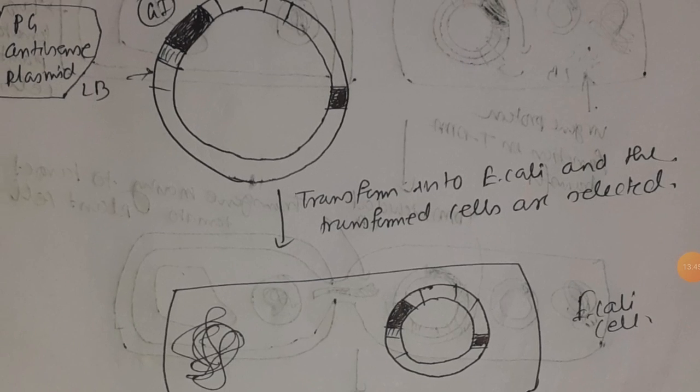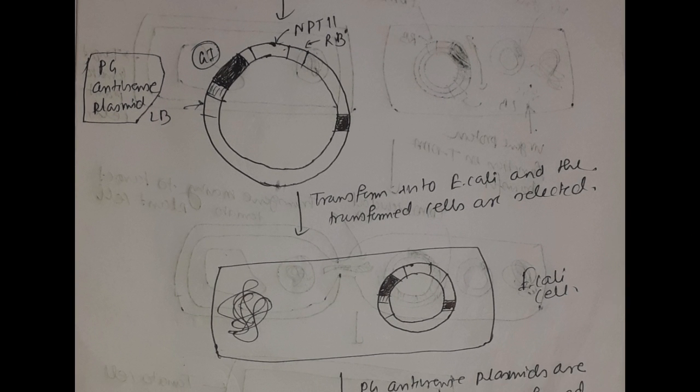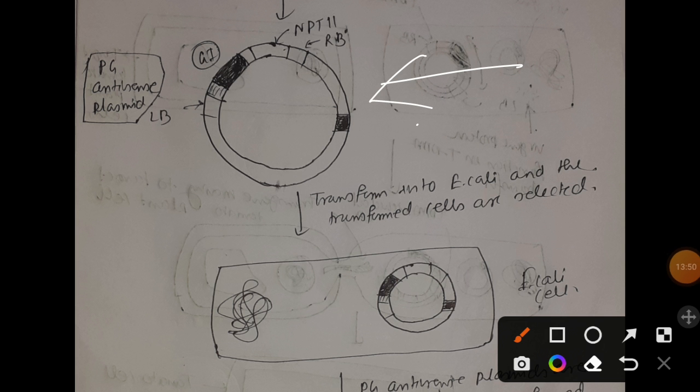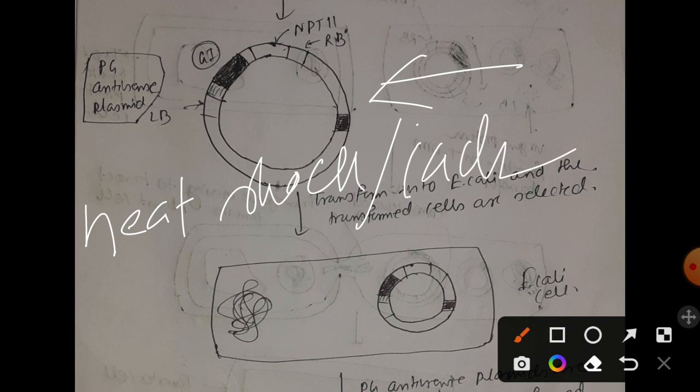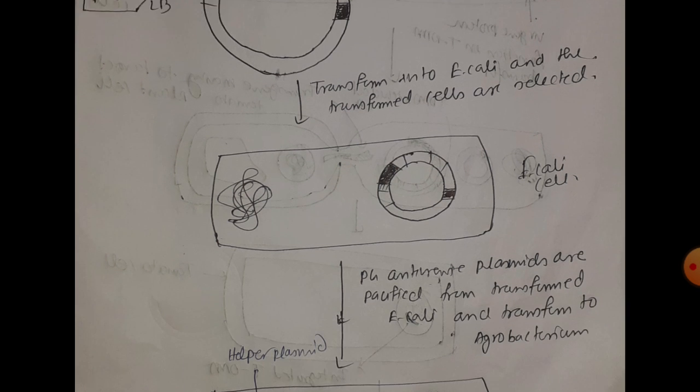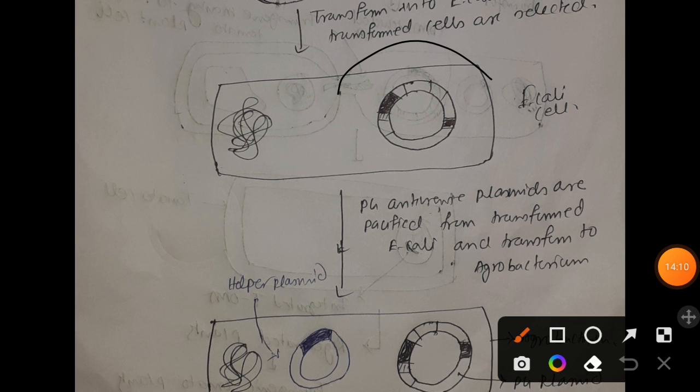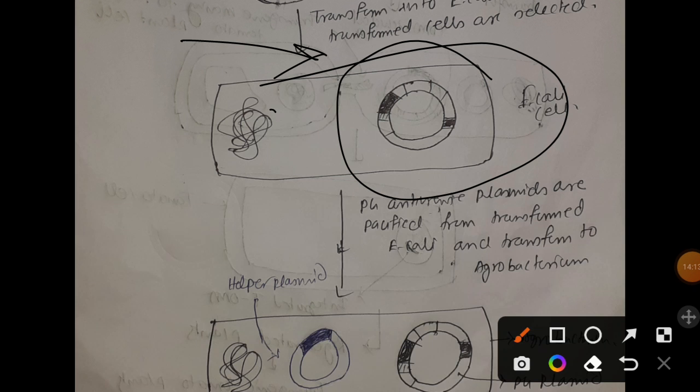Now after that, the next goal will be to transfer that plasmid into an E. coli cell via a process called the heat shock CaCl2 method, because remember, first we will transfer them inside an E. coli cell. Okay, there is one method that is super useful for transforming E. coli cells, that is heat shock CaCl2. So we will transfer our plasmid successfully inside the E. coli cell. Now after some time we will isolate that PG antisense plasmid from the E.